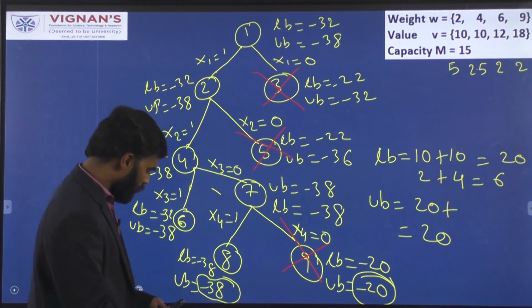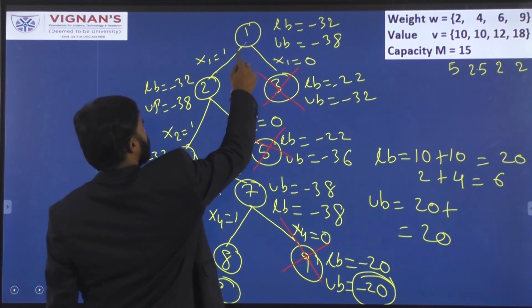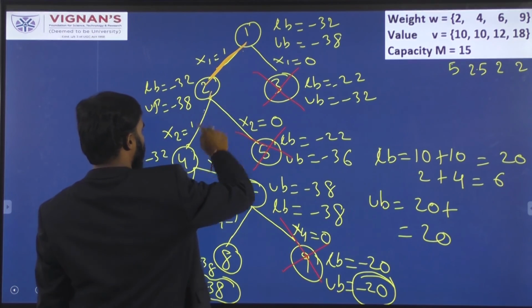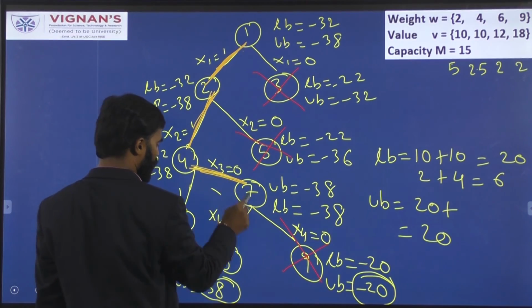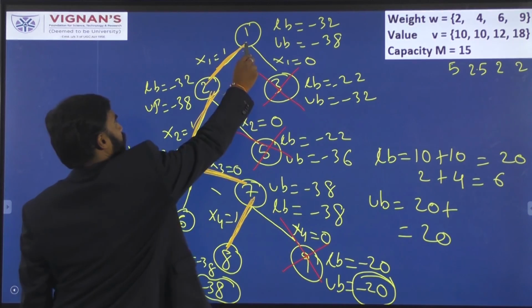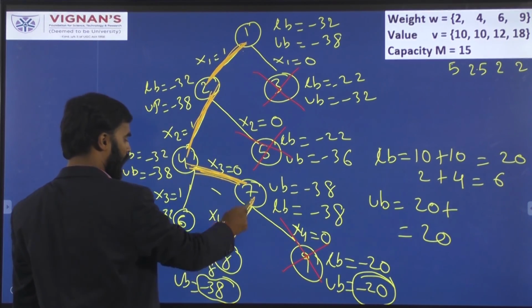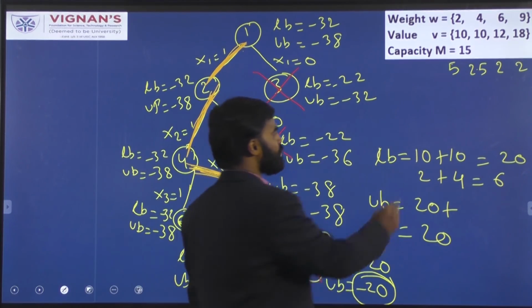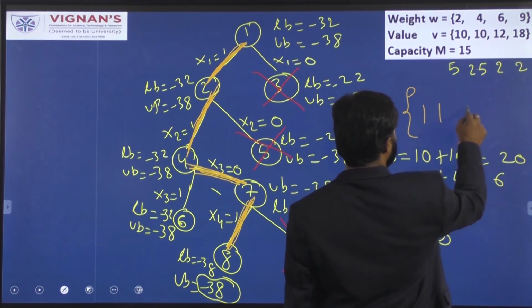Okay, so for this problem this is the optimal solution: include item 1, include item 2, don't include item 3 and include item 4. If you follow this, you will get maximum profit. So the solution for this problem is 1 1 0 1.